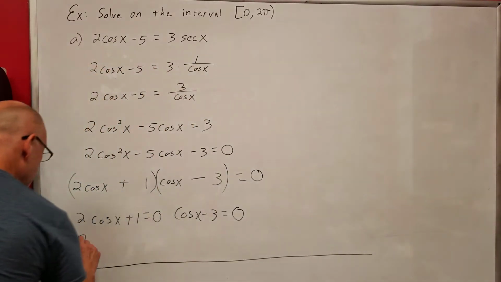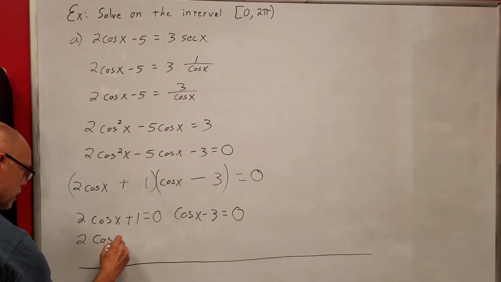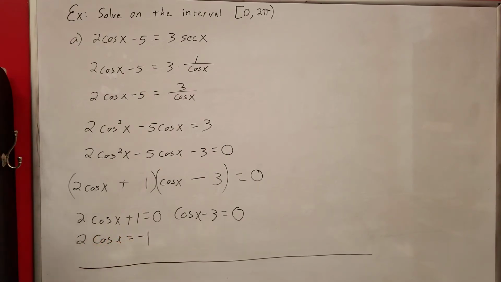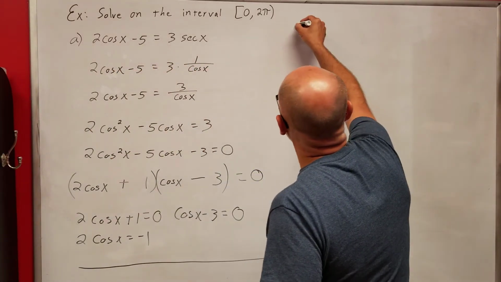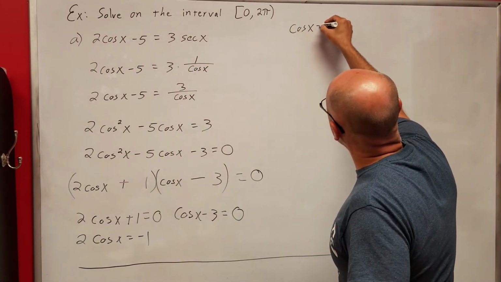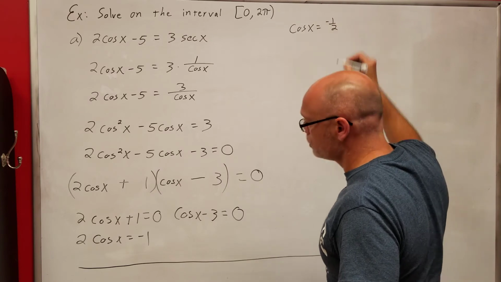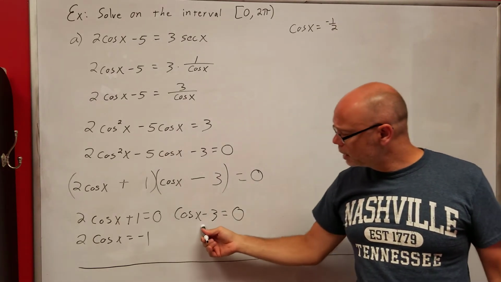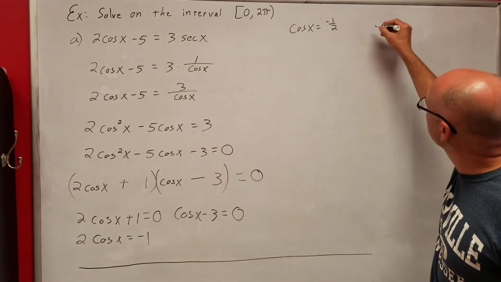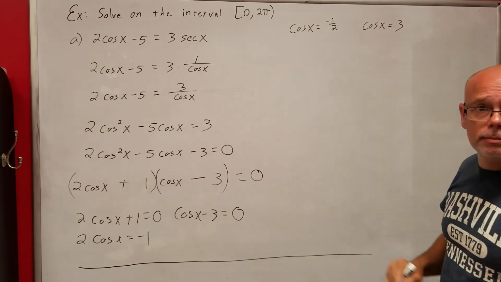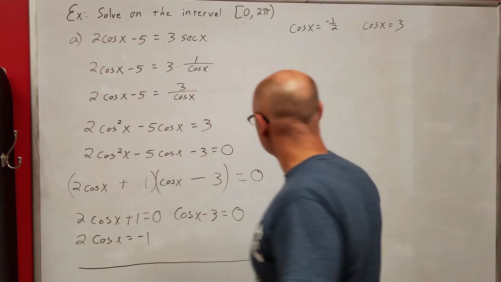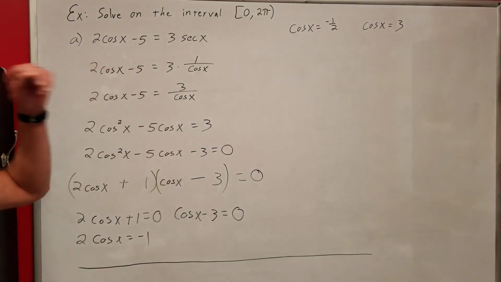So we get 2 cosine of x is equal to negative 1, or we can say cosine of x is equal to negative 1/2. Cosine of x is equal to negative 1/2 for the first one. How about the second equation? If I solve that, I get cosine of x is equal to 3, right? Now let's solve for x here.